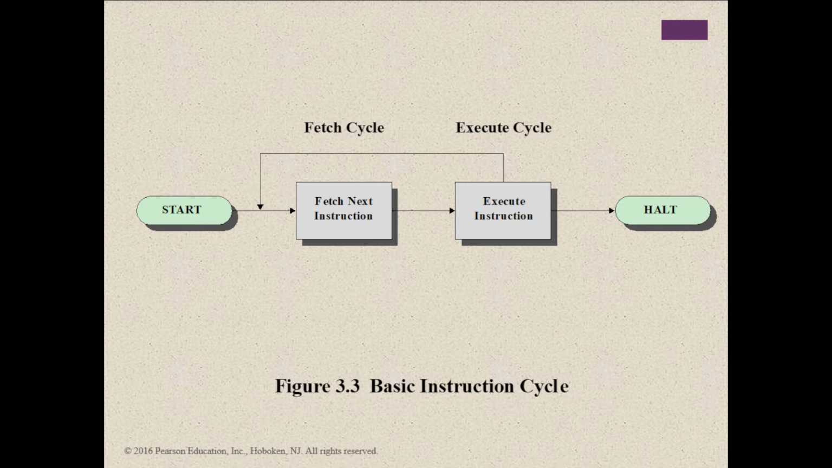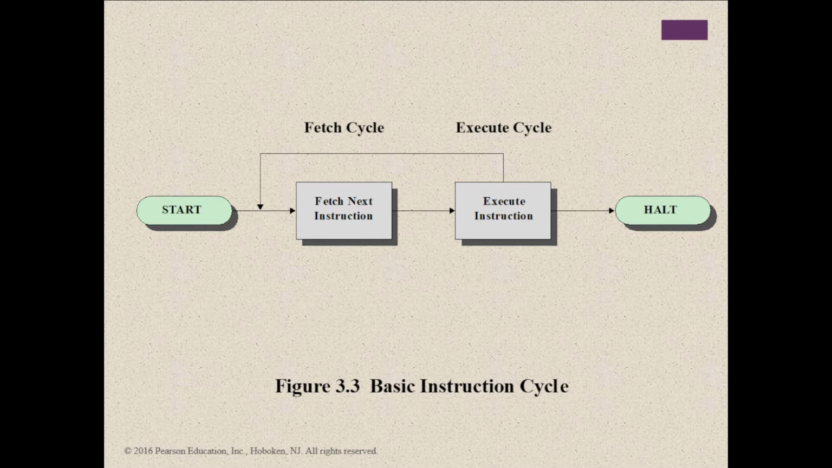So the processing required for a single instruction is called an instruction cycle. Using the simplified two-step description given previously, the instruction cycle is depicted in this figure 3.3. The two steps are referred to as the fetch cycle, as I have already mentioned, and the execute cycle. Program execution halts only if the machine is turned off, some sort of unrecoverable error occurs, or a program instruction that halts the computer is encountered.